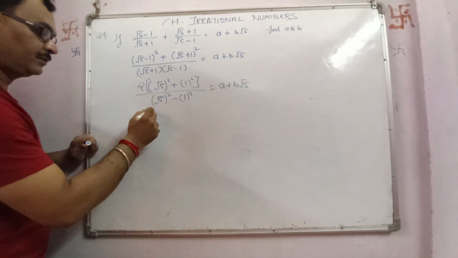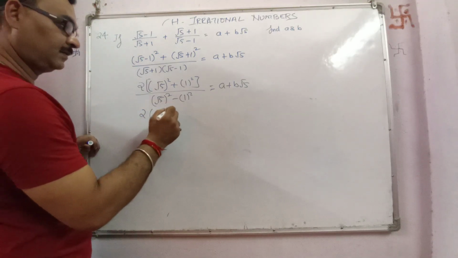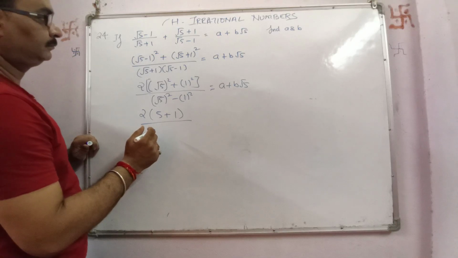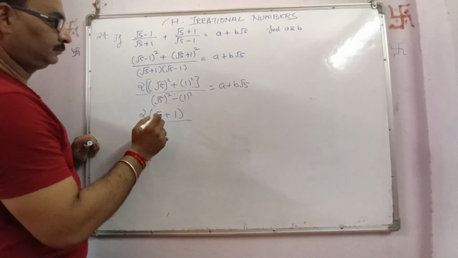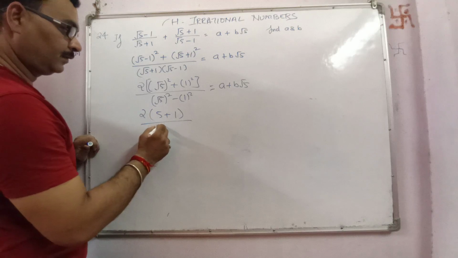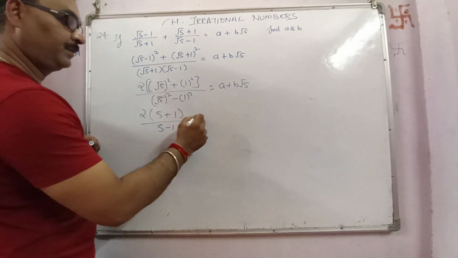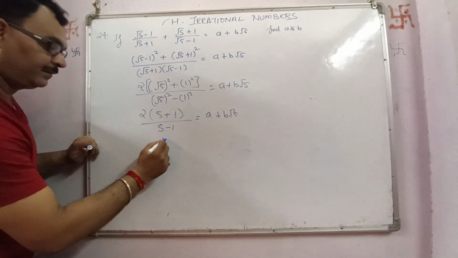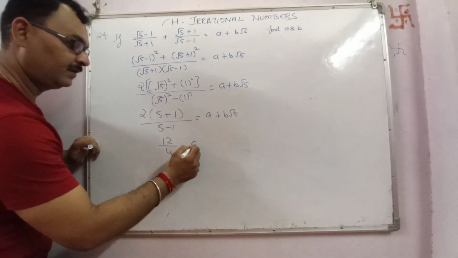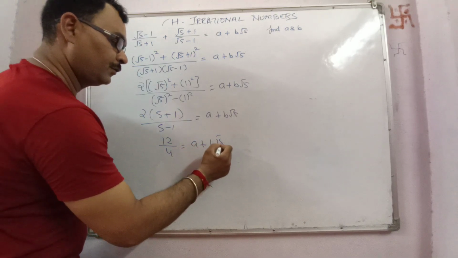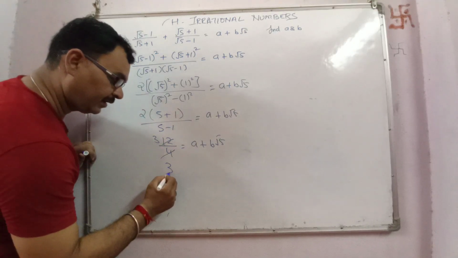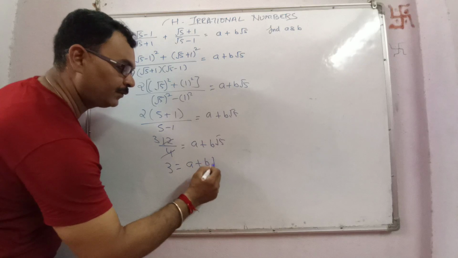So we have 2 times (5 + 1) and here 5 − 1, which is equal to a + b root 5. 12 by 4 is equal to a + b root 5. It will be 3. So 3 is equal to a + b root 5.